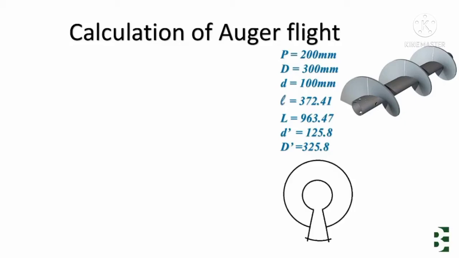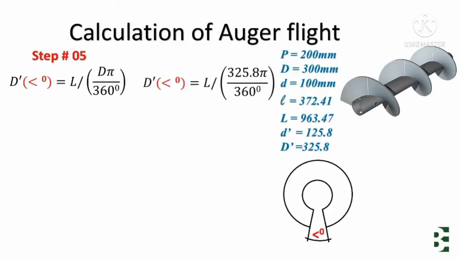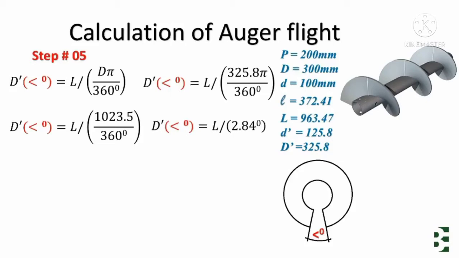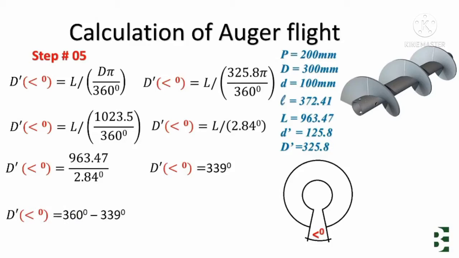In step 5, you can see we need to calculate the cutting degree. And for this we have the formula: the total length divided by the circumference, divided by 360 degree. Now we will put all the values and it will give how much length we have in 1 degree, and we have the total length 963 divided by 2.84, and this is the whole circumference we need for one segment. And from 360 degree I will minus 339 and I have the result 21 degree. This is the final, the cutting degree.